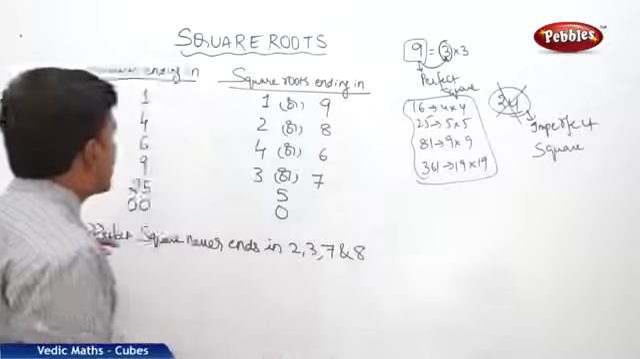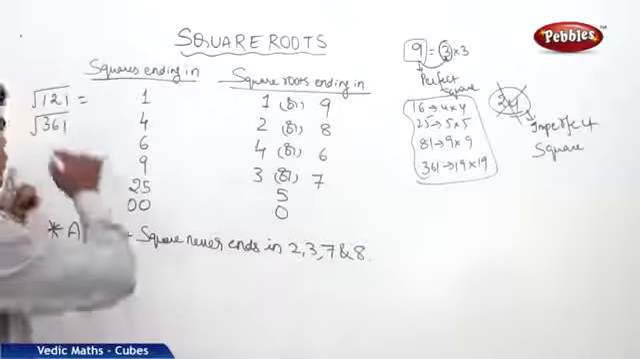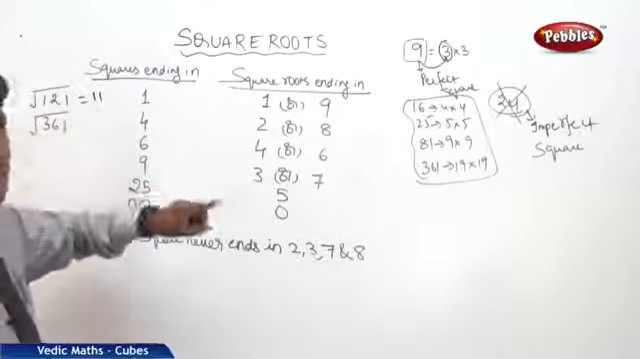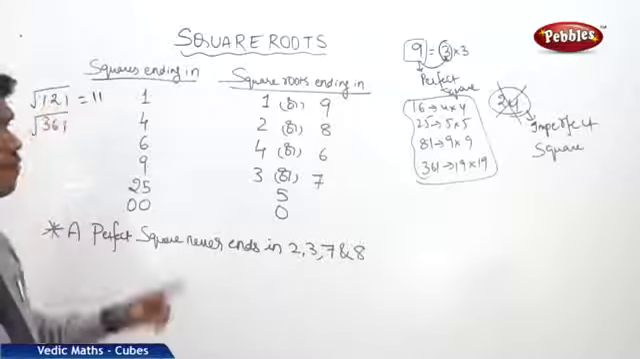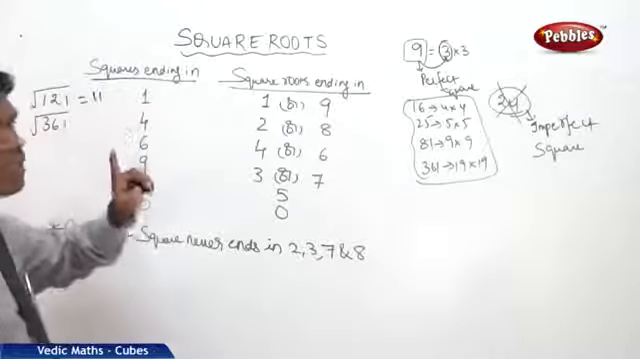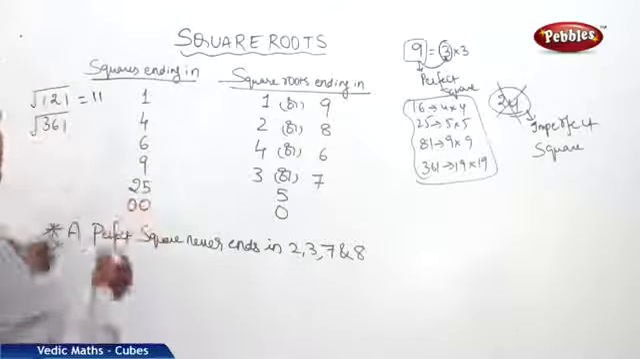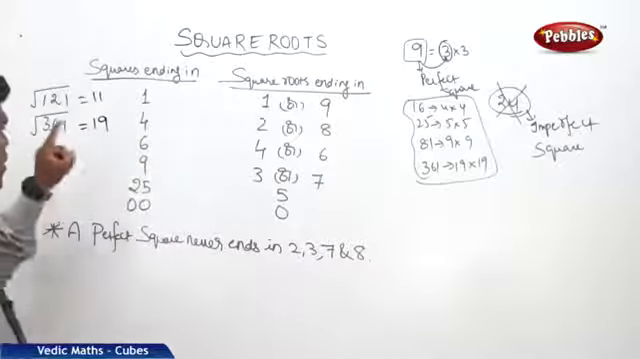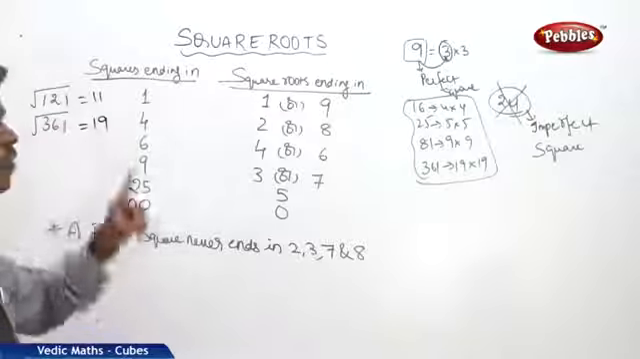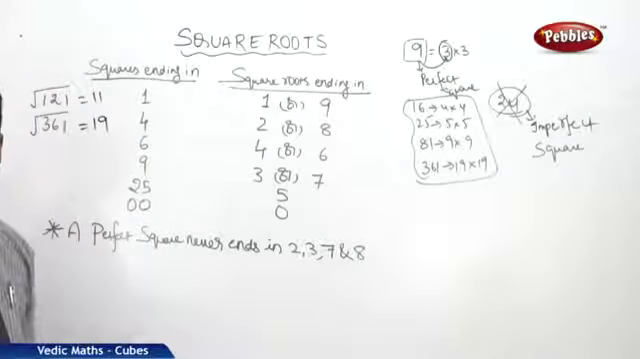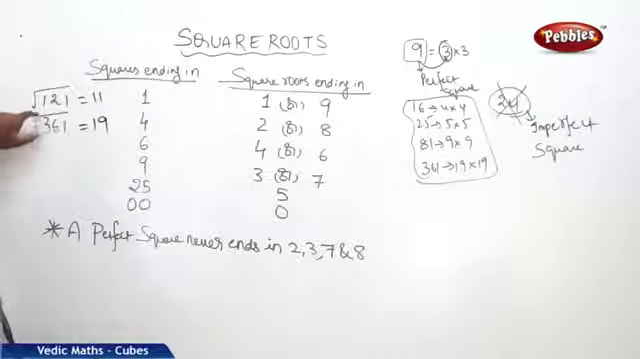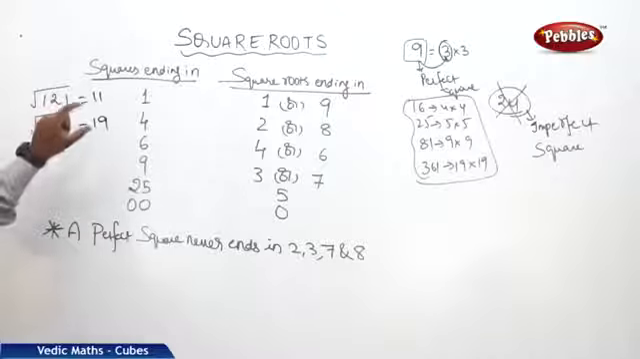Similarly, for 121, its square root is 11. That means by multiplying 11 by itself, we got this product as 121. That's why the square root of 121 is 11. Similarly, what is the square root of 361? 19. Why? Because by multiplying 19 with 19, we got the product as 361, which is a perfect square. Now you see here, both 121 and 361 are square numbers only.